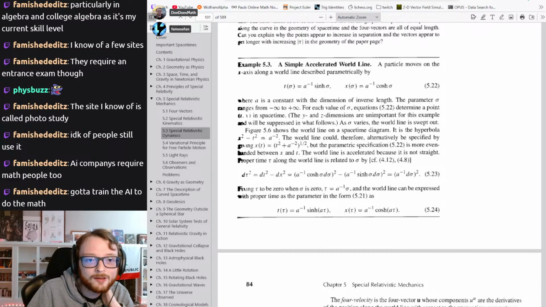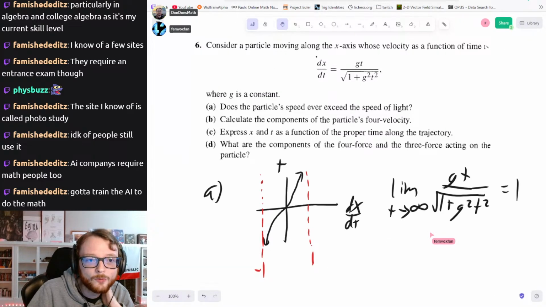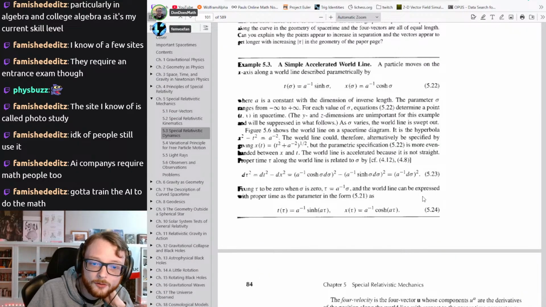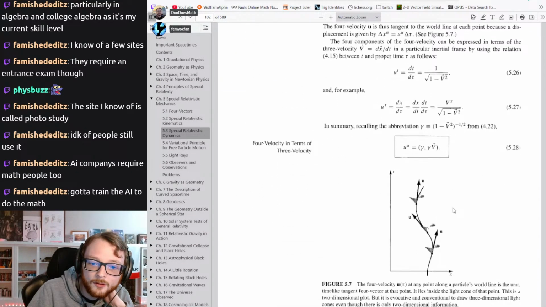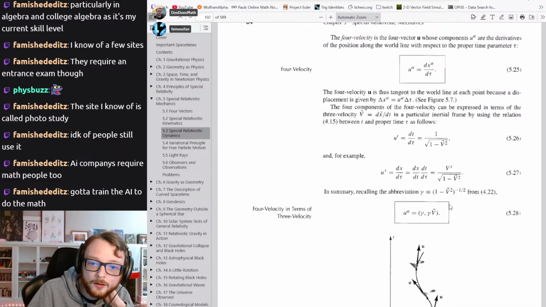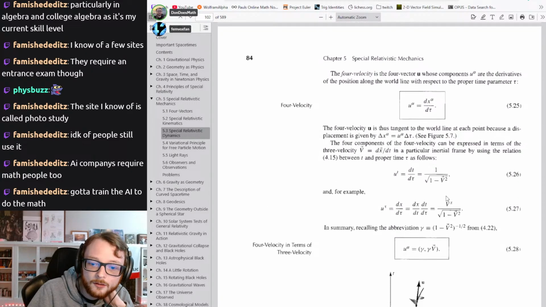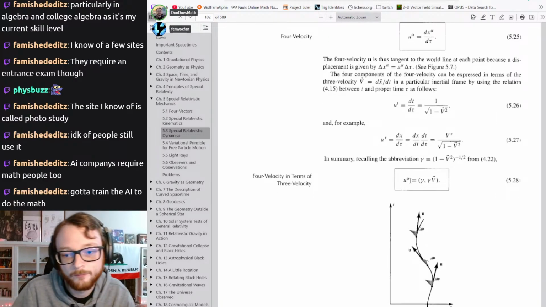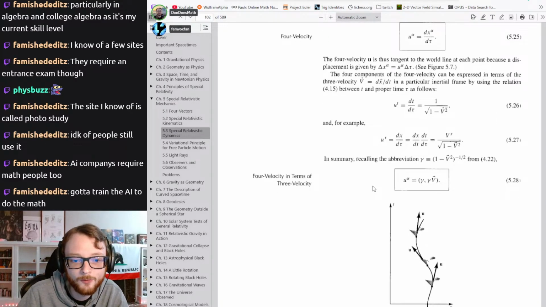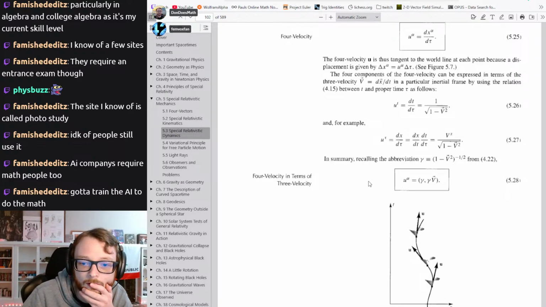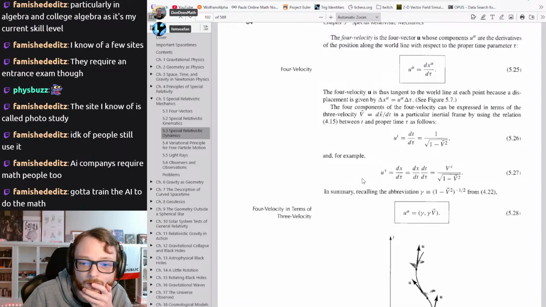But now we're starting from speed as well, so we presumably need to integrate this at some point. Okay. Oh wait, no, sorry, for velocity we don't need to integrate it. We have equation 5.28, the four-velocity in terms of the three-velocity. Well, we still want proper time. How does this work? Oh, we do the chain rule thing.